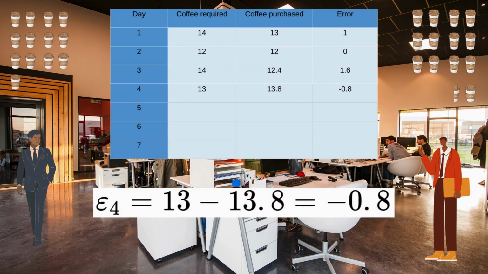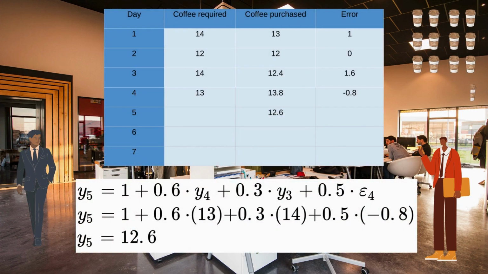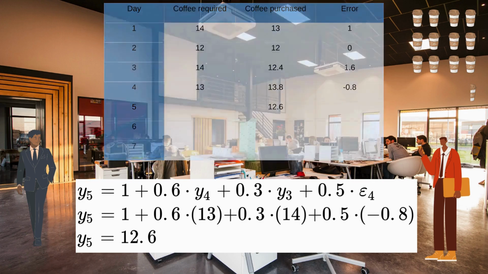At the end of day 4, your boss informs you that the actual coffee requirement for that day was 13. Therefore, the error on day 4, which is epsilon 4, is equal to 13 minus 13.8, that is equal to minus 0.8. Coffee purchased on day 5, which is Y5, is equal to 1 + 0.6 × Y4 + 0.3 × Y3 + 0.5 × epsilon 4. Therefore, Y5 is equal to 1 + 0.6 × 13 + 0.3 × 14 + 0.5 × (minus 0.8). Therefore, Y5 is equal to 12.6.